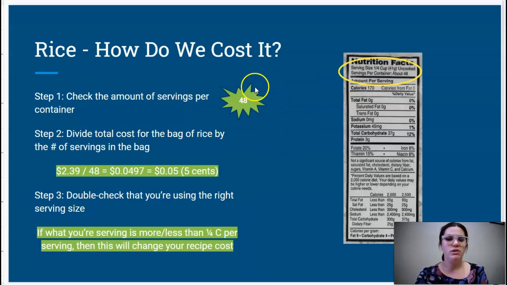So finally, and we're going to have a better example of this when we go over the practice worksheet, the last step, step 3, is going to be deciding if your recipe includes more or less than the serving size. Because remember, this number, this 5 cents, is representing the serving size. Okay, so the number of servings divided by the total cost. Okay, so 5 cents was our rice.